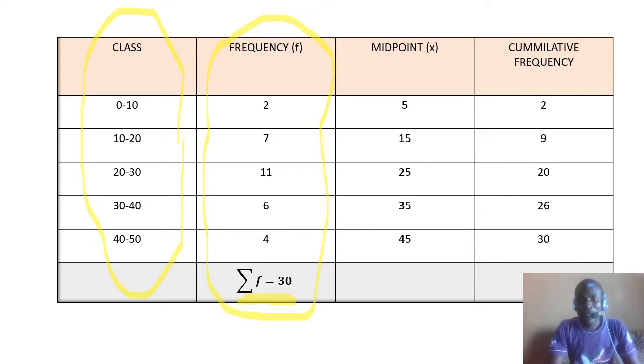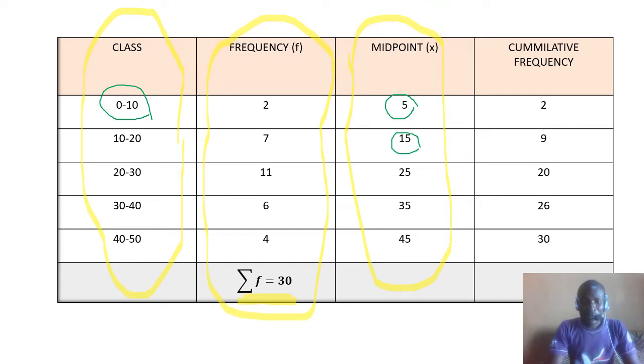Now another thing that we need here is a column known as the midpoints. I explained previously how we get the midpoints. We say 0 plus 10, so you take 0, add 10 and then divide by 2. That will give you the midpoint. In our case, the midpoint is 5. Secondly, we have 10 plus 20, you divide by 2, and that will give you 15. That is how we get the midpoints.